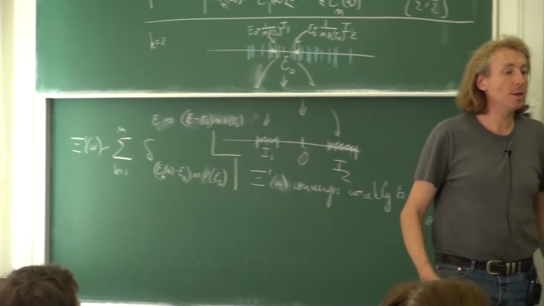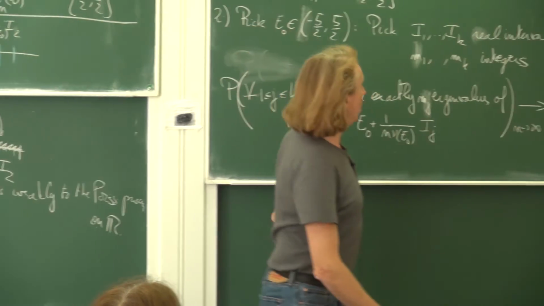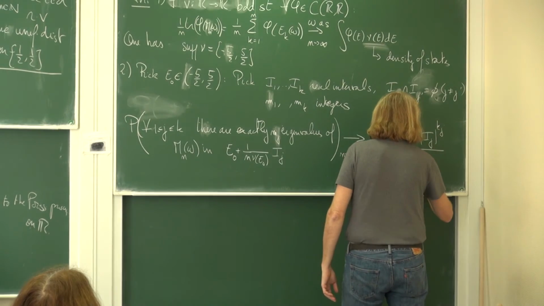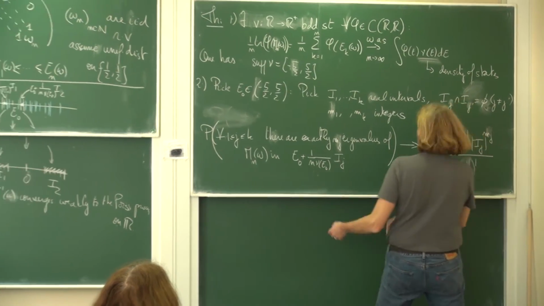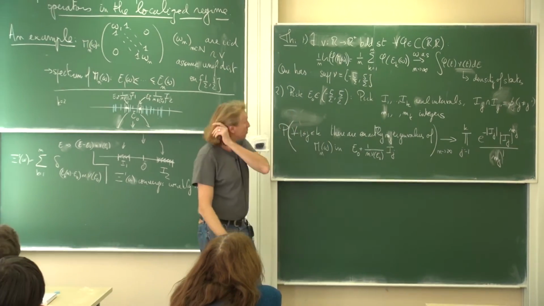Excuse me? Yes? Sure. Kj is mj. This is mj, yeah, thanks. You're right. Difficult to keep notations consistent. Definitely, it is mj. Thanks very much.